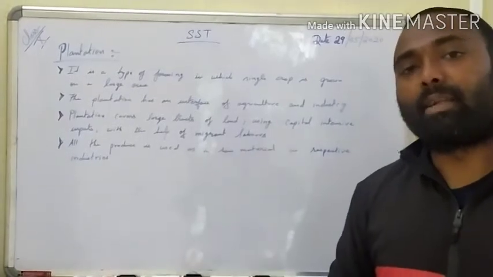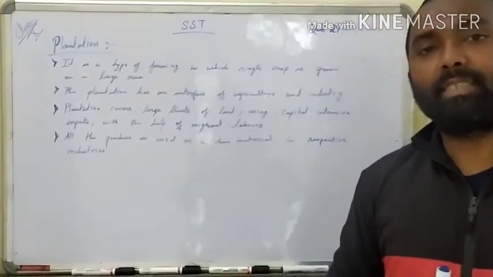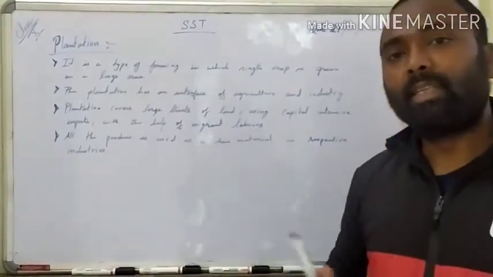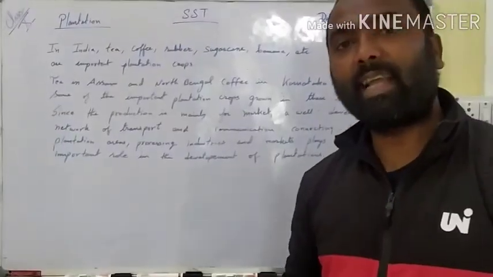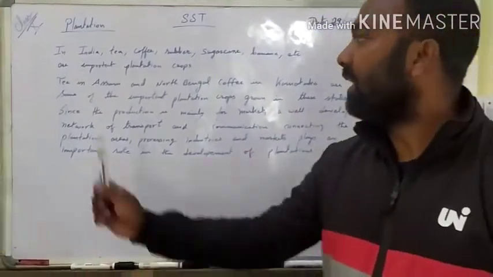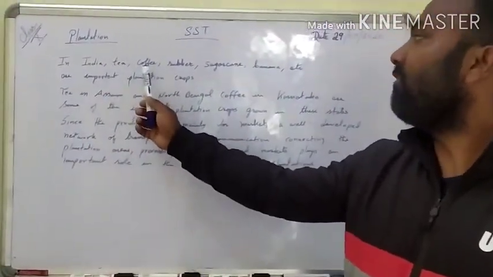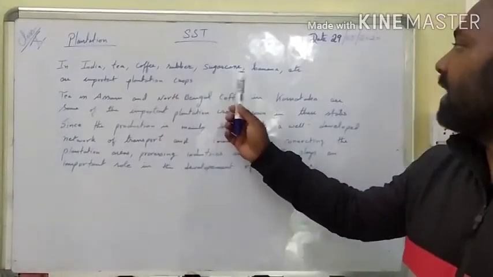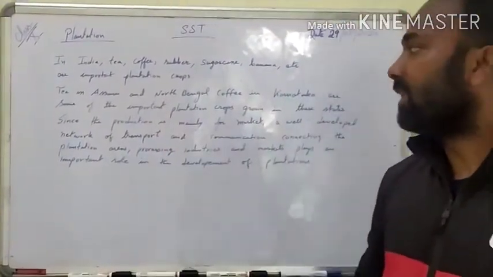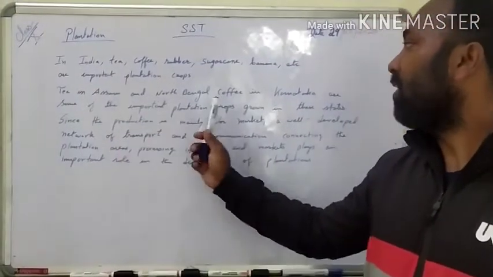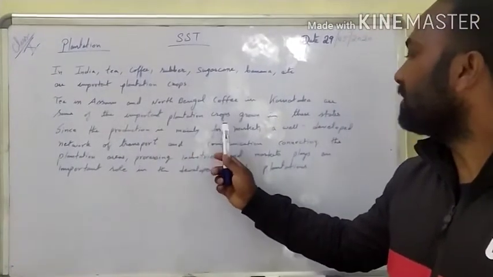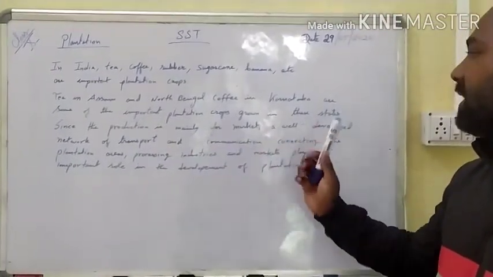There are other plantations also done in various states of India. So let us understand about the plantation in our states. Let us understand the plantations which are done in our country. In India, tea, coffee, rubber, sugarcane, banana, etc. are important plantation crops. Tea in Assam and North Bengal, coffee in Karnataka are some of the important plantation crops grown in the states.